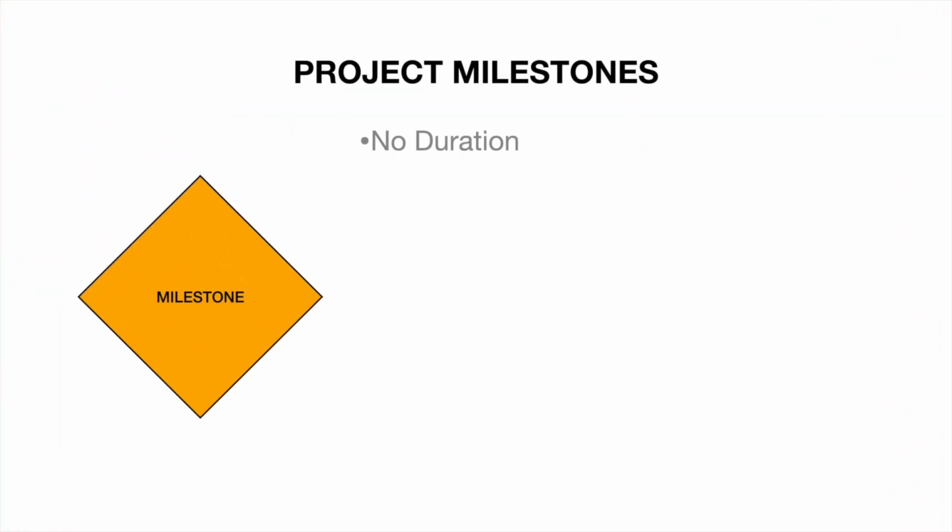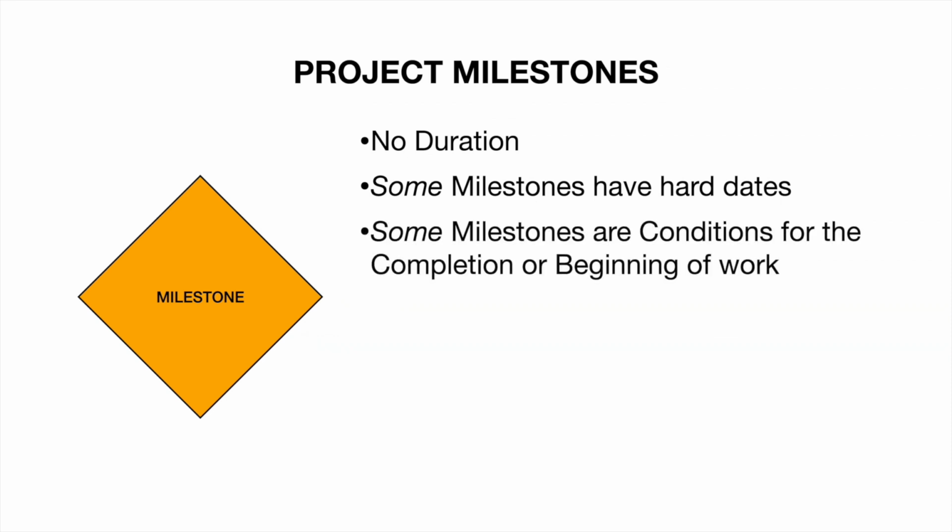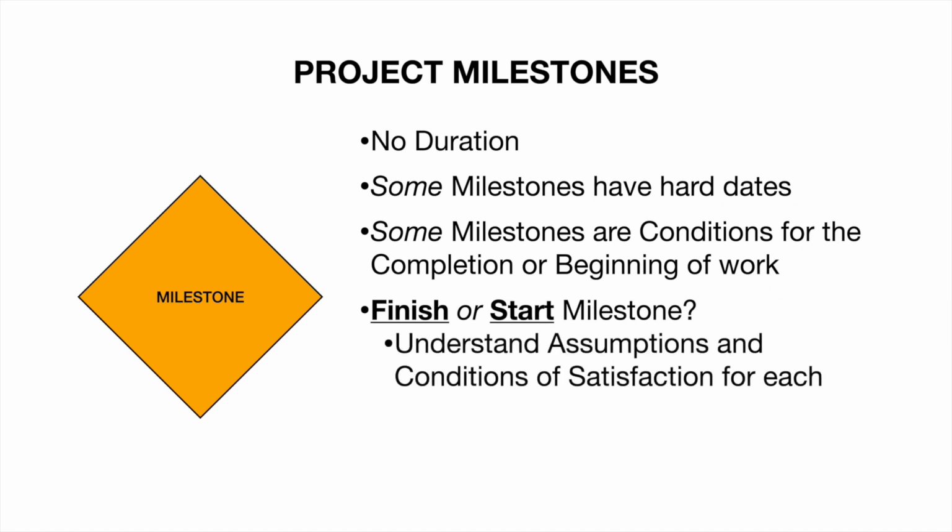Understand that a milestone has no duration itself. It might have a hard, immutable date, and those dates should be shown and advertised. Some milestones might just be conditions for the completion or start of work, lines in the sand to help the planners know if their individual work activities belong before or after it. And be sure that milestones are clear if they're finish or start. If they aren't, ask and confirm the assumptions and the conditions of satisfaction for each of them.